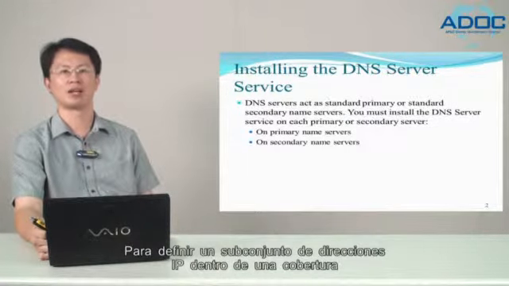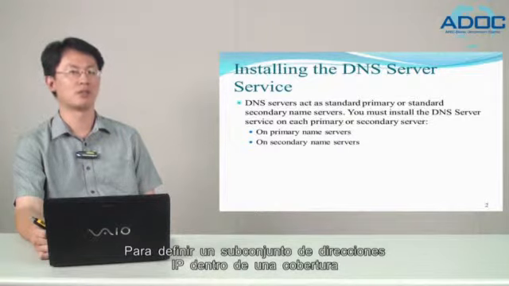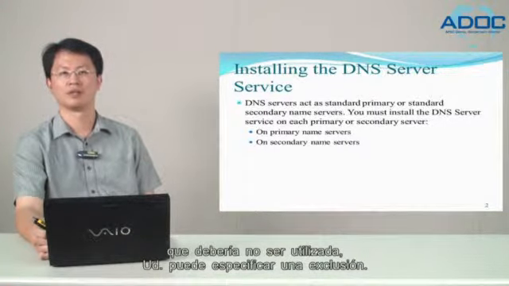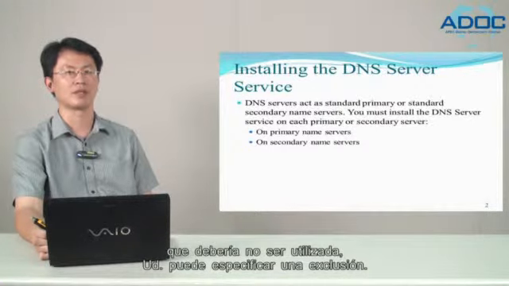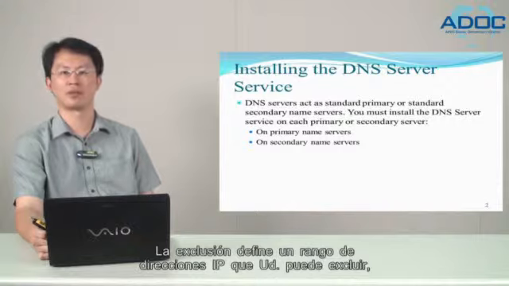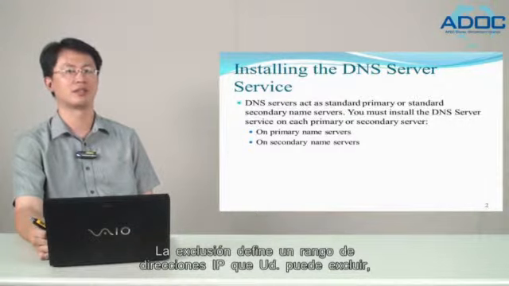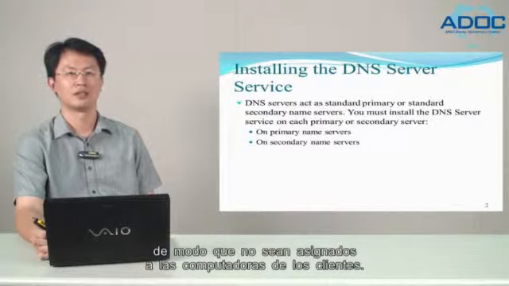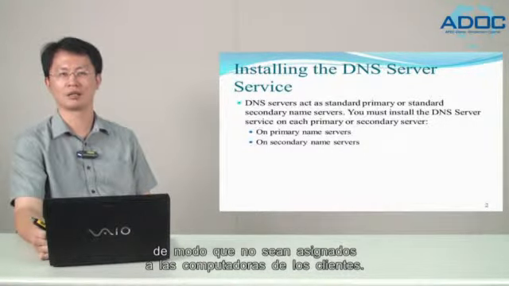To define a subset of IP addresses within a scope that should not be used, you can specify an exclusion. An exclusion defines a range of IP addresses that you can exclude so that it isn't assigned to client computers.